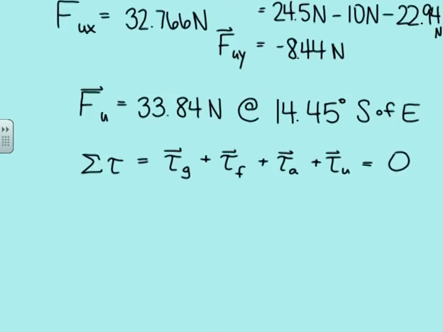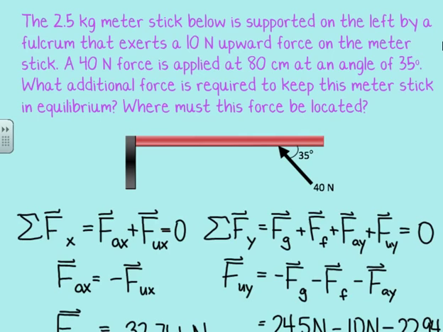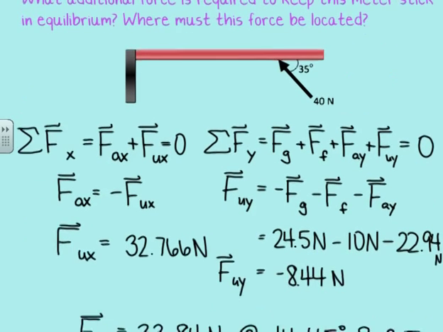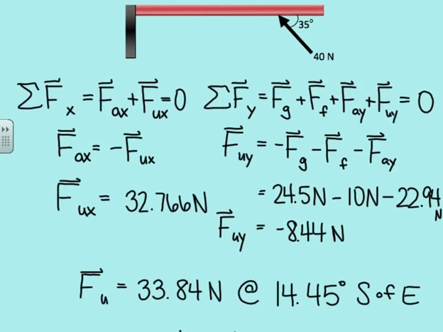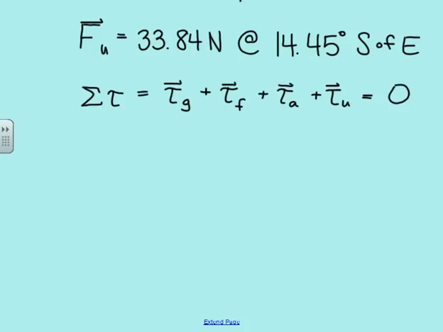Well, looking at the problem, a logical place to put the axis of rotation is at the fulcrum. That's a point on the meter stick that cannot rotate. So the force from the fulcrum is not going to apply any torque, because the distance, the r value, is 0. So I can cross out that torque. The remainder of these forces do apply a torque.